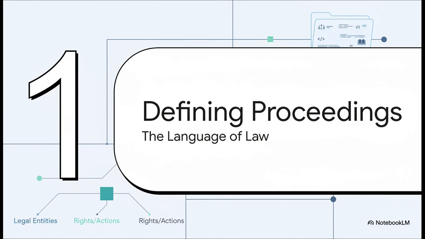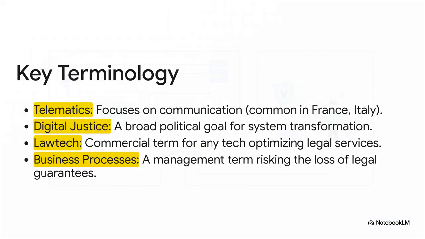It is absolutely essential that we get our definitions straight before we try to build anything. You'll hear a lot of terms thrown around, but they are not the same thing. Telematics really just focuses on communication. Digital justice, that's more of a broad political goal. Law tech is a commercial buzzword. And if you hear this stuff talked about as mere business processes, be careful. That kind of management speak risks overlooking the fundamental legal guarantees we need to protect. So the big takeaway here, precision in language is the very first step to getting the architecture right.